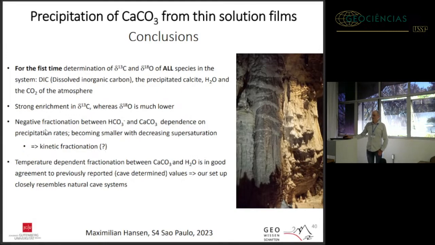And we observed a negative fractionation between the bicarbonate and the calcium carbonate in dependence on precipitation rates, which becomes smaller with decreasing supersaturation, and this is a strong hint to disequilibrium or kinetic isotope fractionation processes. The temperature-dependent fractionation between the water and the calcium carbonate is in good agreement with previously reported cave values. So the system we had during that time already pretty closely resembled a natural cave system.